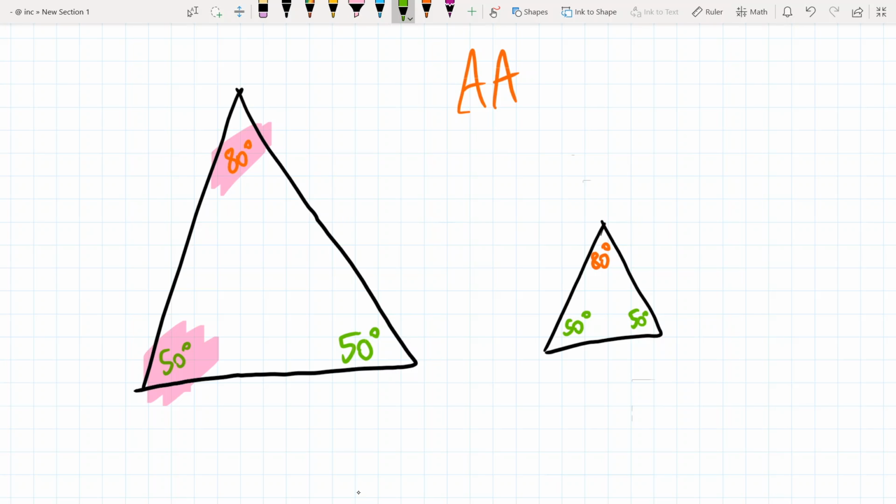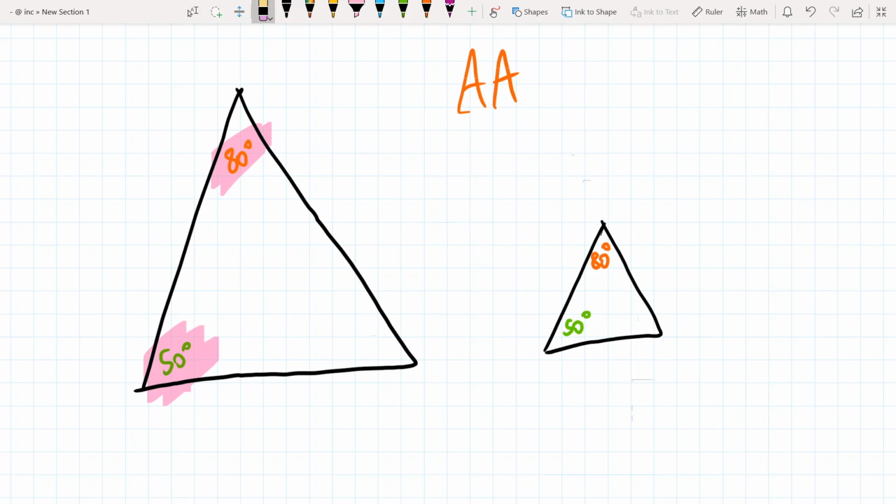They're similar because all three pairs of angles are congruent. So basically, we didn't even need to do any of that work, because once you already knew that two pairs of angles were congruent, you already know that the triangles are similar. So what angle-angle similarity is telling you is that if you have two triangles and those two triangles share two angles, then the triangles are similar. They must be the same shape.